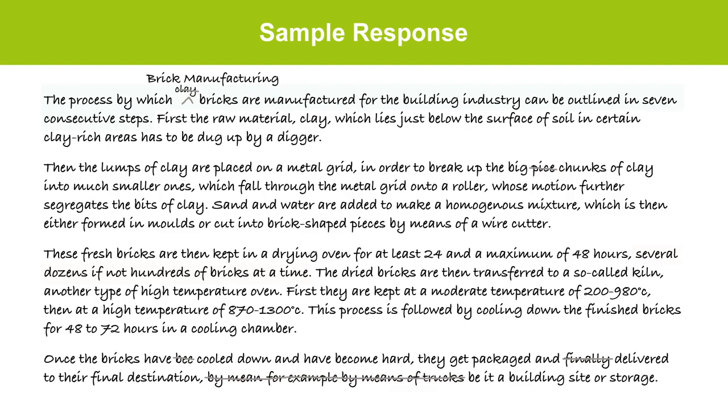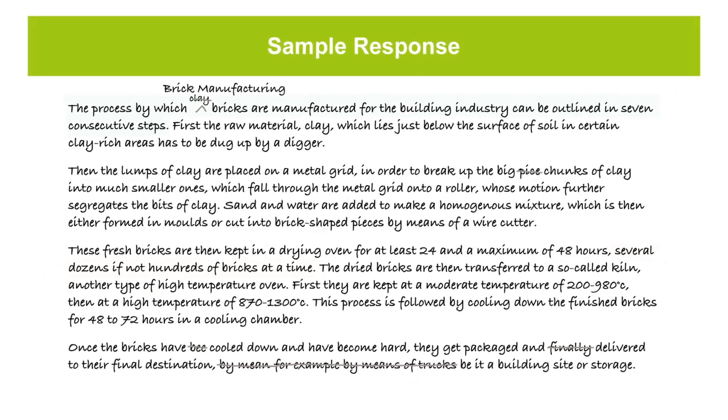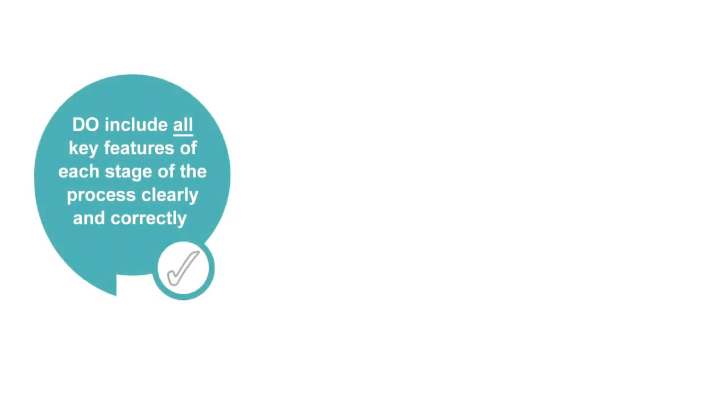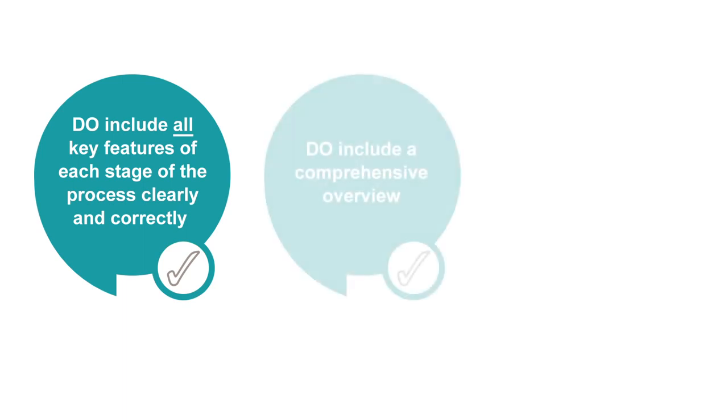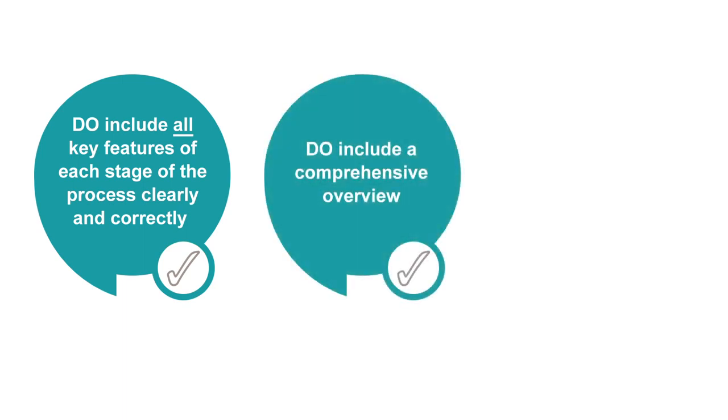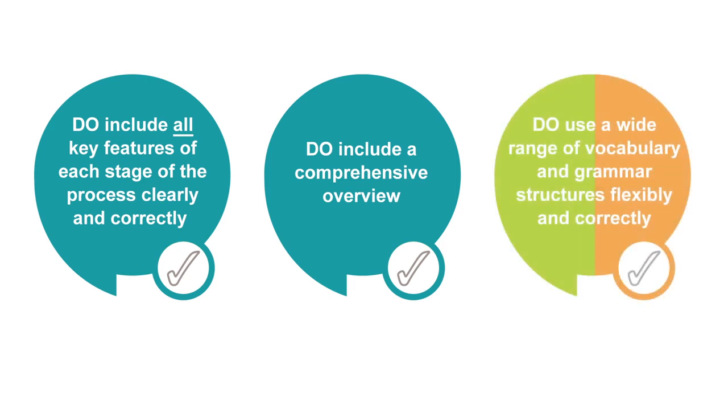To work towards achieving a Band 9 for writing task 1, remember to include all key features of each stage of the process clearly and correctly. Include a comprehensive overview. And use a wide range of vocabulary and grammar structures flexibly and correctly.